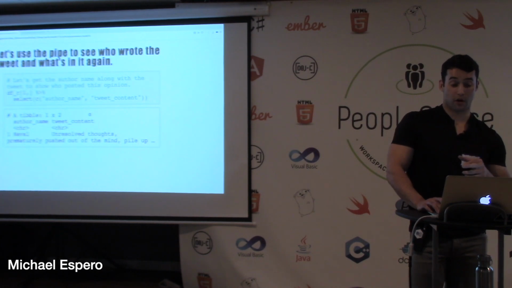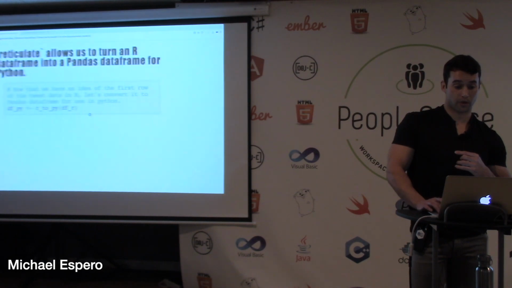Here's another look at that from R, still in the R chunk. We're using the pipe and the select function to select the author name and the tweet, because we want to see the text from the tweet again, but we also want to see the name of the person who tweeted it. Looks like his name's involved.